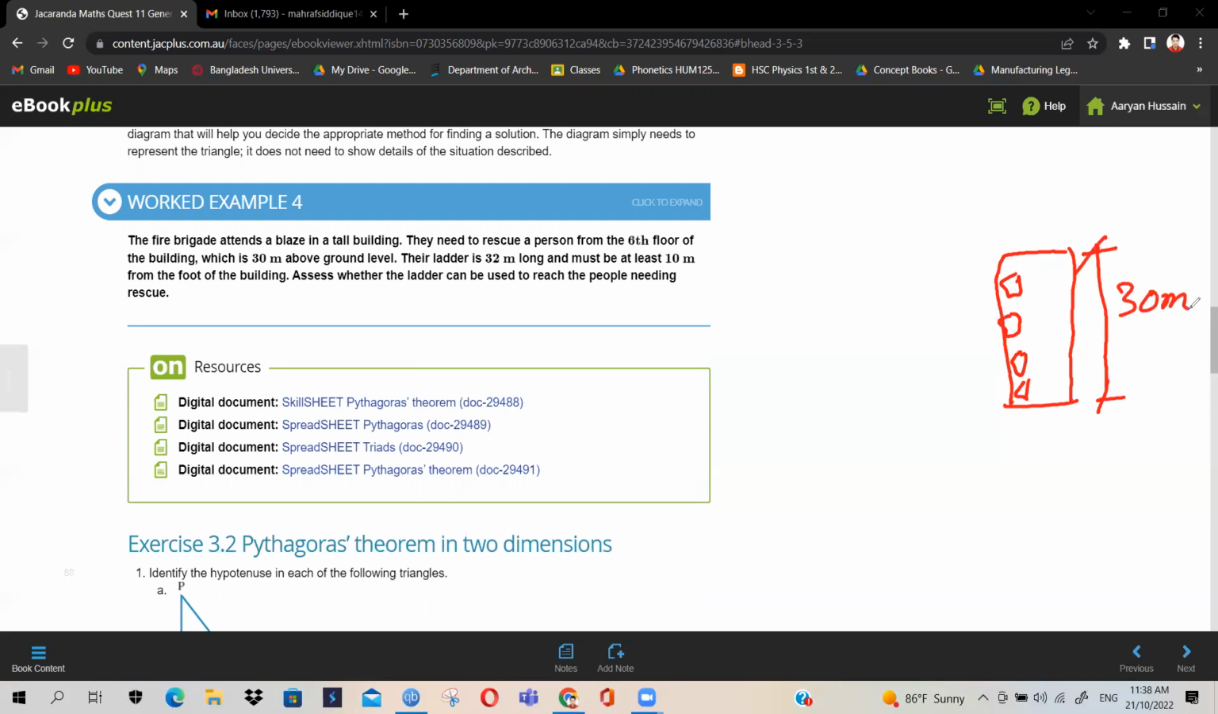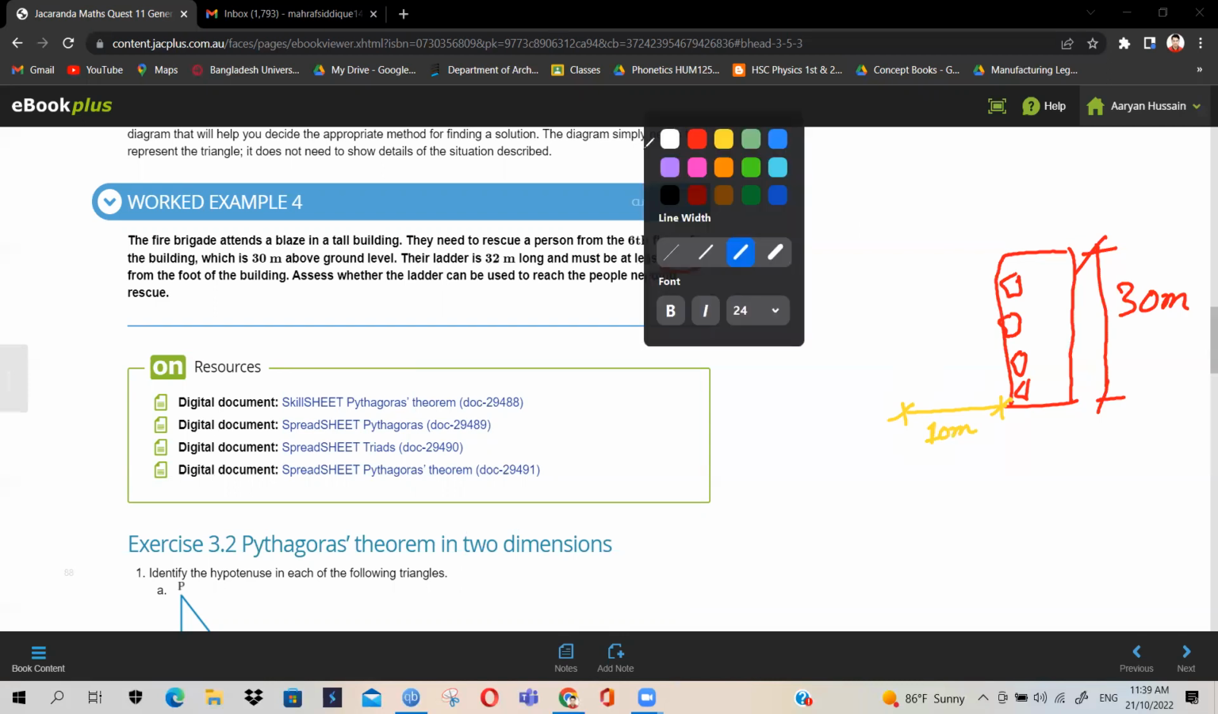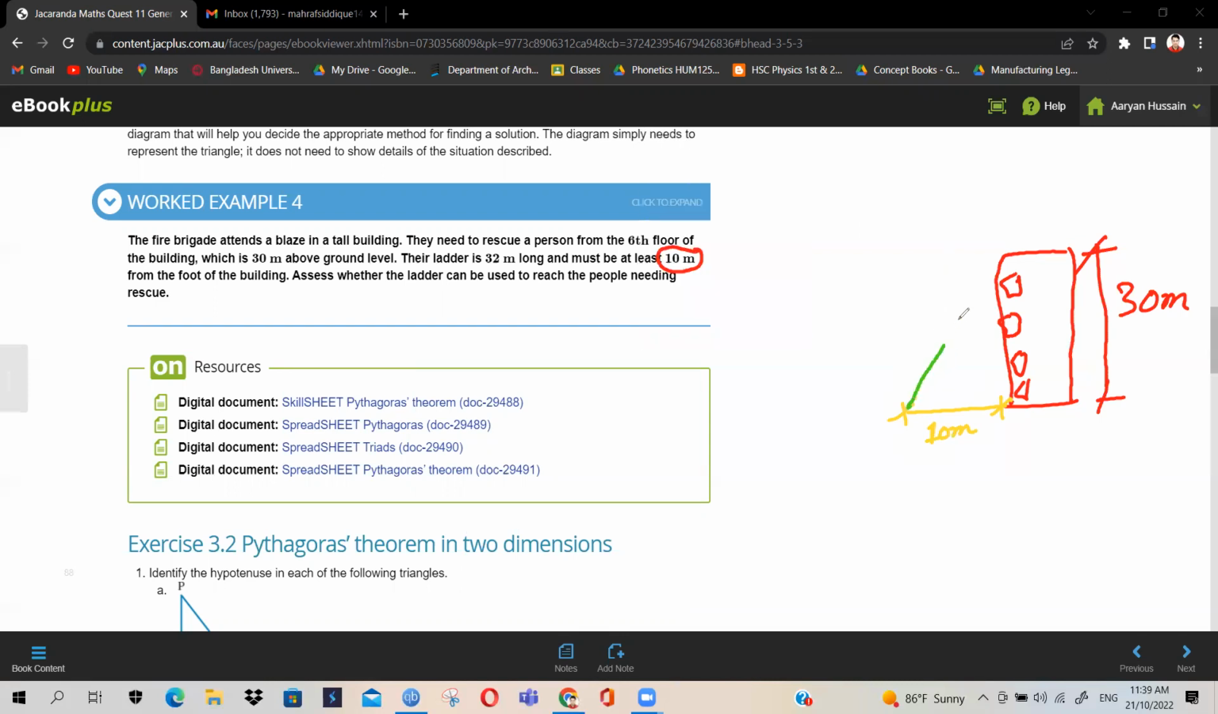Now you might think, okay, we have a ladder of 32 meters long, so what is the problem in rescuing a person from a 30-meter height building? But they have said that you have to keep the ladder at least 10 meters from the foot of the building. So that is our prime condition: we have to keep it 10 meters away. So if we consider this to be 10 meters, now let us calculate the hypotenuse as well. This will be our hypotenuse.